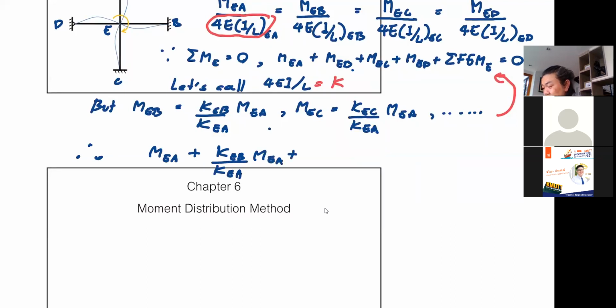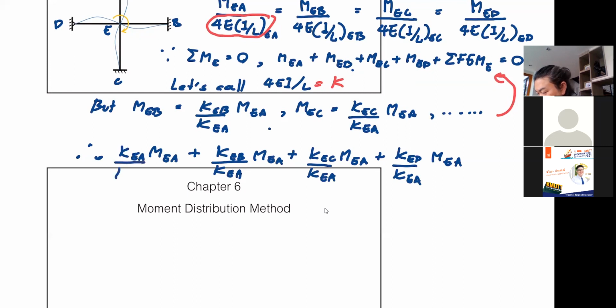And MEC, it's going to be KEC over KEA multiplied by MEA. And the last one is, of course, going to be KED over KEA MEA. So let's try to write things in similar terms. I can simply add KEA over KEA in front of this, right? It's the same thing.